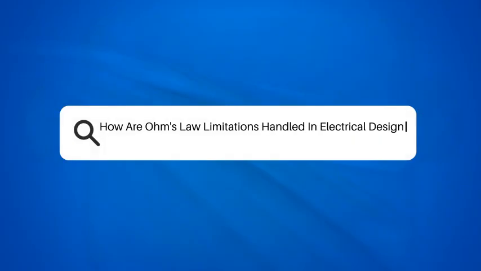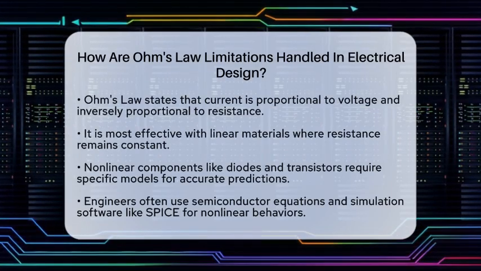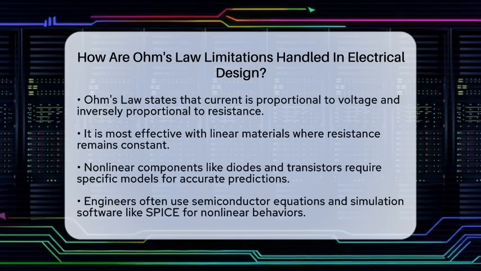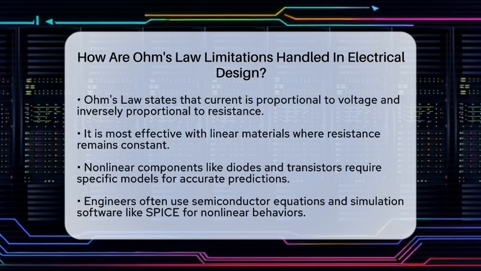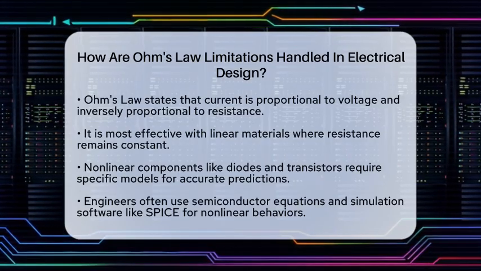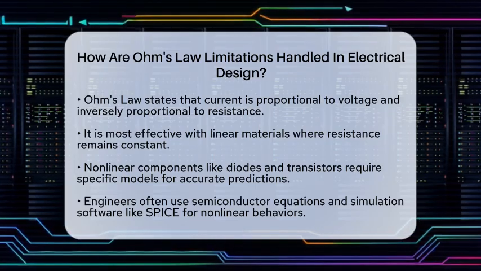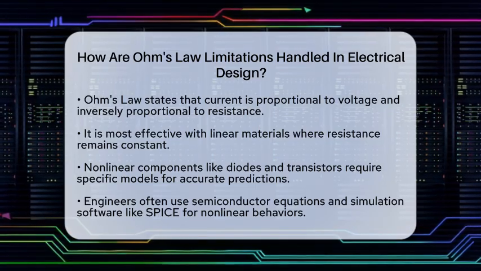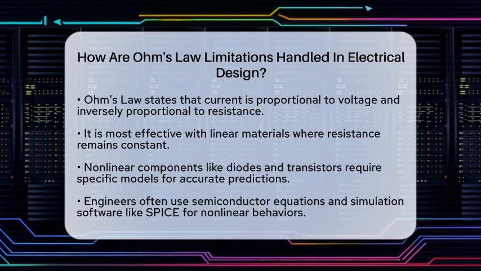How are Ohm's law limitations handled in electrical design? Have you ever wondered how engineers tackle the limitations of Ohm's law in real-world electrical design? Let's break it down together. Ohm's law tells us that the current flowing through a conductor is directly proportional to the voltage and inversely proportional to the resistance. This sounds straightforward, but in practice, things can get a bit tricky.